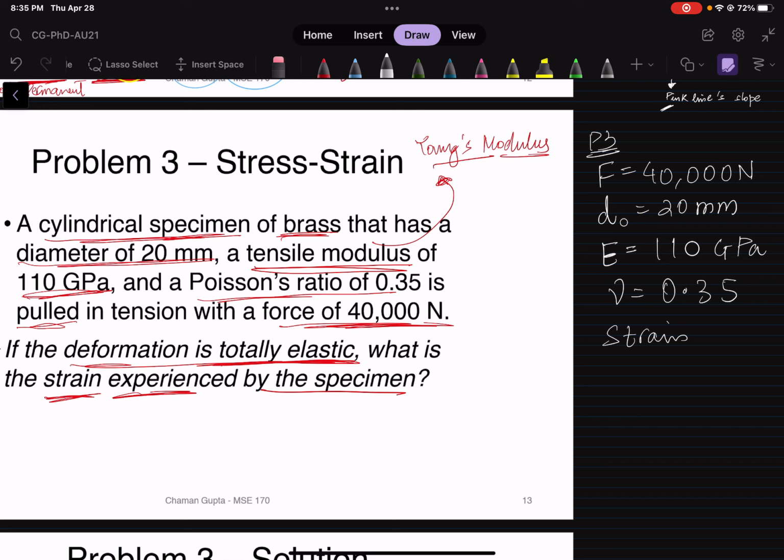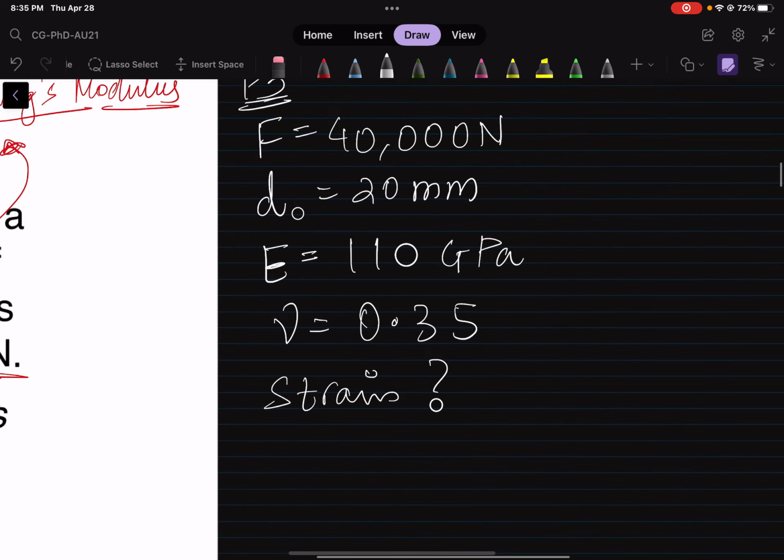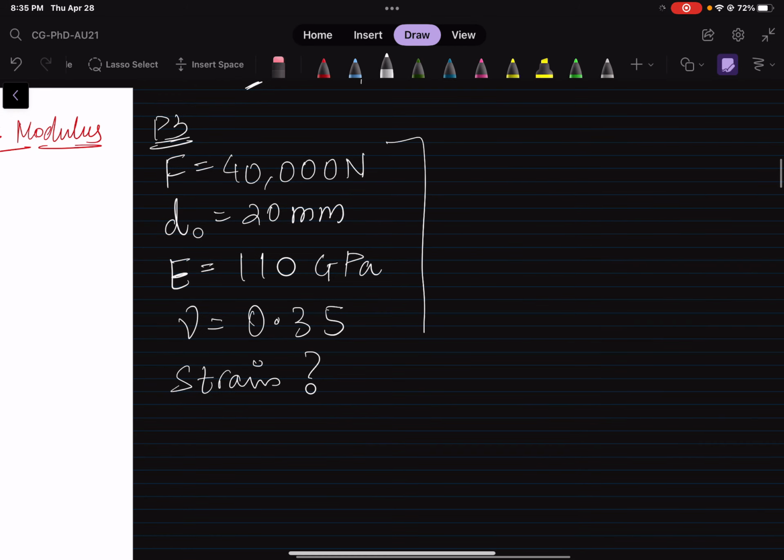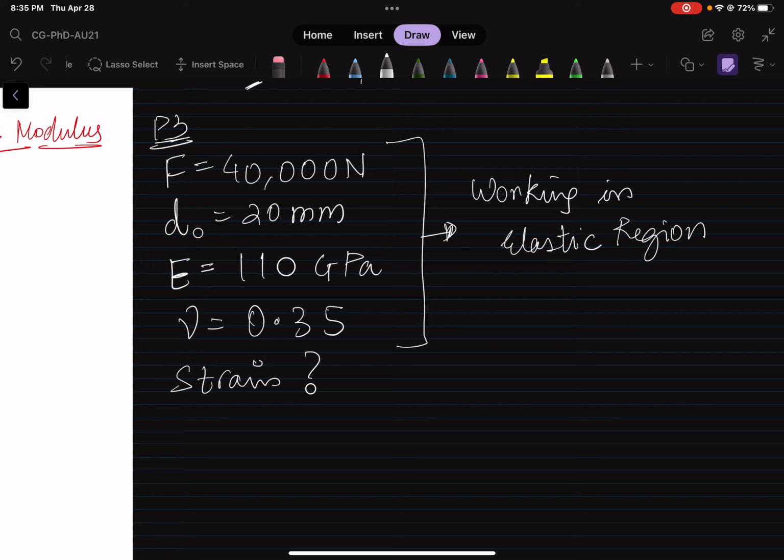And then I'm asking you to calculate the strain. What is the strain experienced by the material? And another important thing to note is that I give you that we are working in the elastic region, meaning that I've only created an elastic deformation in my material.